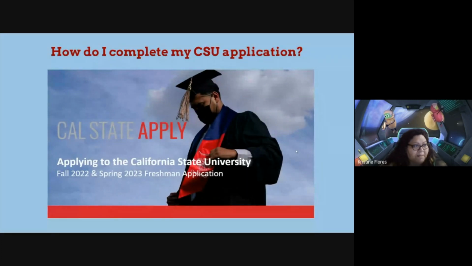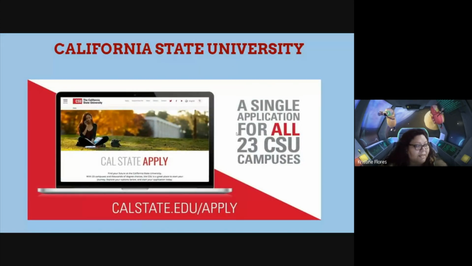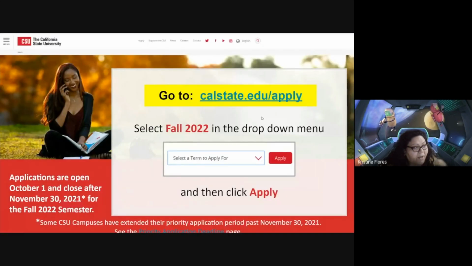And then, how do I complete my CSU application? So this is where, once you log in, you will begin to complete your CSU application. Like I said, you're going to go to Cal State Edu Apply. And when you go there, you're going to select Fall 2022 in the drop-down menu. This is exactly how it's going to look when you go to Cal State Edu Apply. You're going to select here Fall 2022, and then you're going to hit Apply.